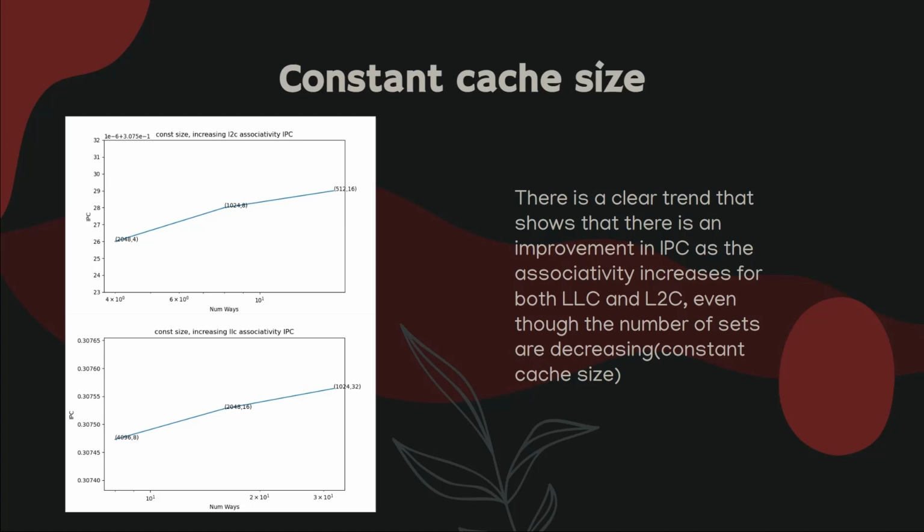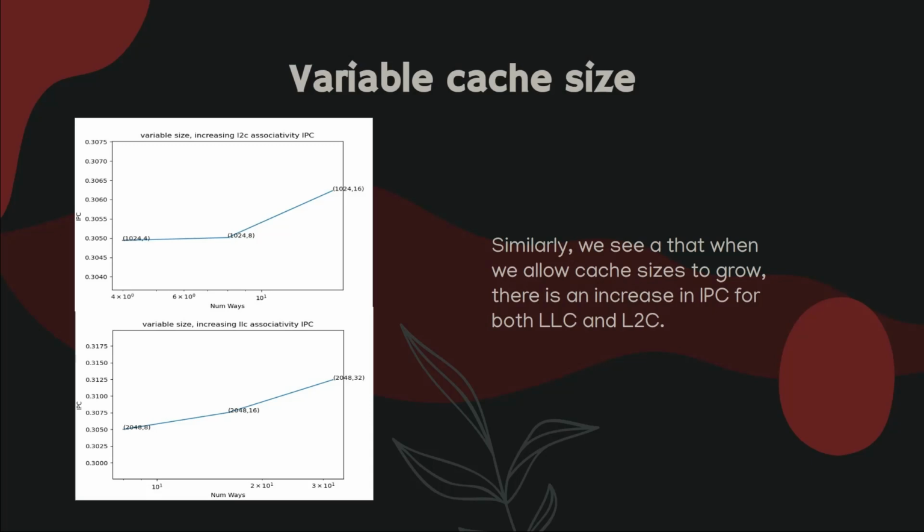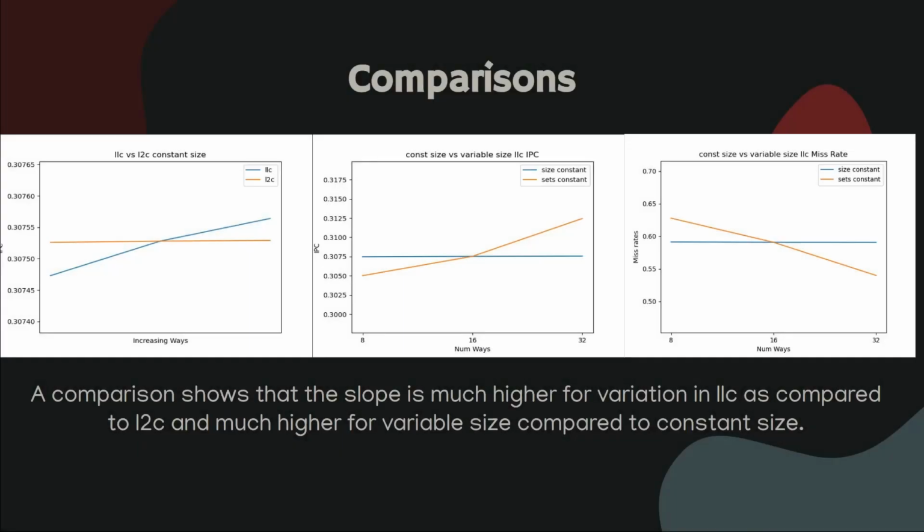As you can see, there are small increments as we increase the associativity, but the increment is significantly more in the LLC, as can be seen in the scale. After that, we took a variable cache size. That means we kept the number of sets constant and allowed for the expansion of the memory as the cache associativity increased. Similarly, again, you can see that LLC has more impact than L2C. You can also see that the scale for these graphs is much larger than the scale for the previous graph.